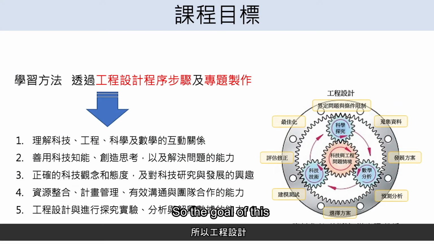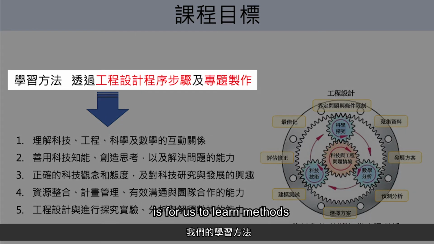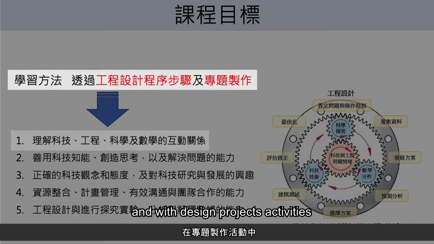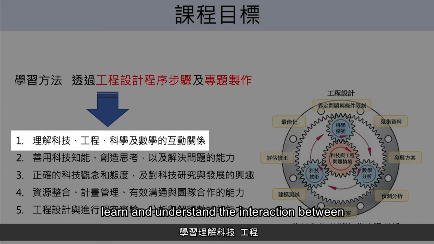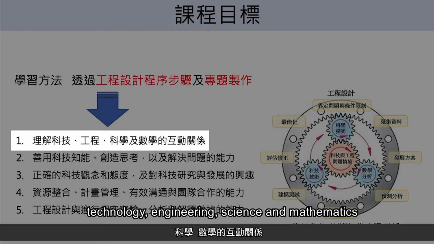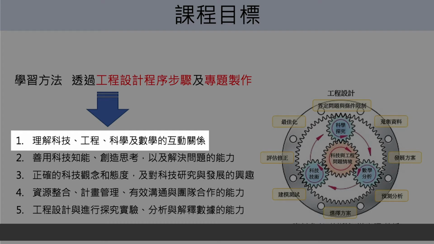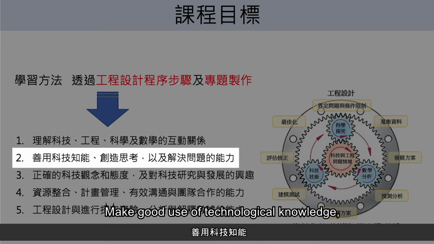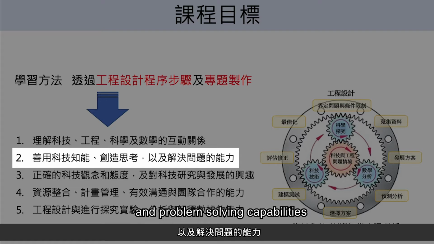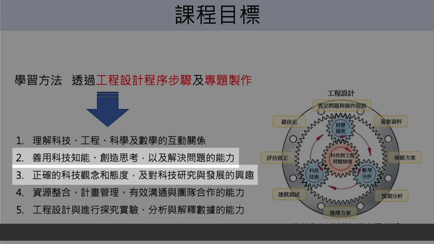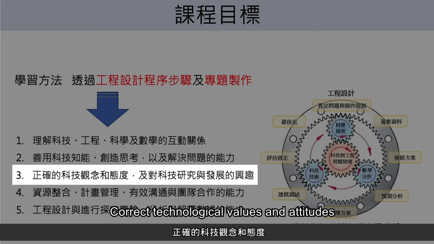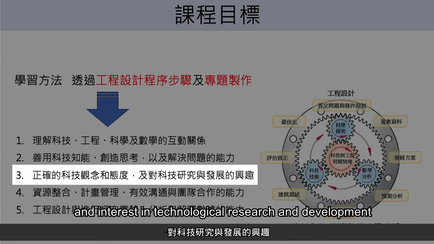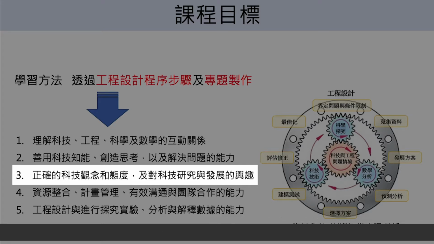So the goal of this engineering design course is for us to learn methods through engineering design, process steps, and design project activities, and to learn and understand the interaction between technology, engineering, science, and mathematics. Make good use of technological knowledge, creative thinking, and problem-solving capabilities. Correct technological values and attitudes, and interest in technological research and development.